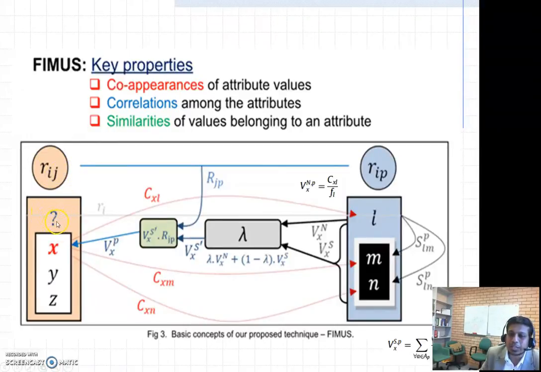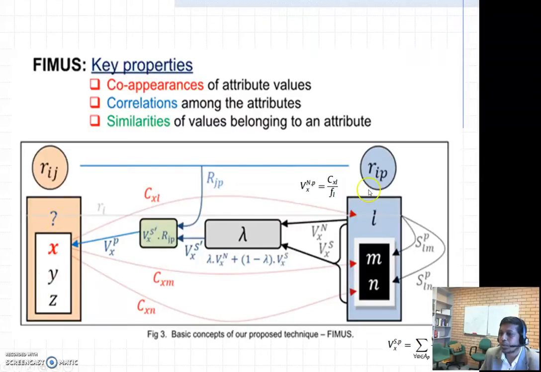We can see that, for example, this record has a missing value. So we don't know the value of the jth attribute for the ith record, and we want to impute it. But we know that the possible values are x, y, and z, because we know the domain values of an attribute. Now we have to impute it by one of them. This approach is basically a voting approach. We will calculate the vote for x, vote for y, and vote for z. Whoever gets the maximum vote will be the imputed value.